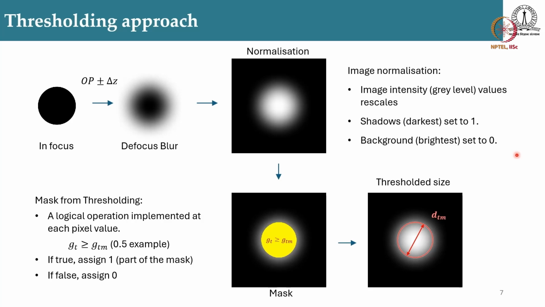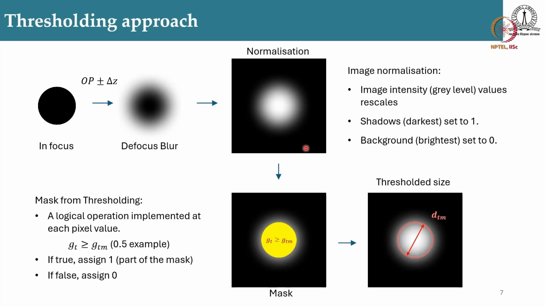The next step is thresholding. What do we mean by that? It is a logical operation where we assess if the logic is true or false. So we define a logic in a way that you choose a threshold value, say 0.5, and at each pixel location you determine if the intensity at that location is greater than 0.5 or not. If yes, you assign a value of 1. If no, you assign a value of 0. All the ones together collectively form a mask. So that is the idea.